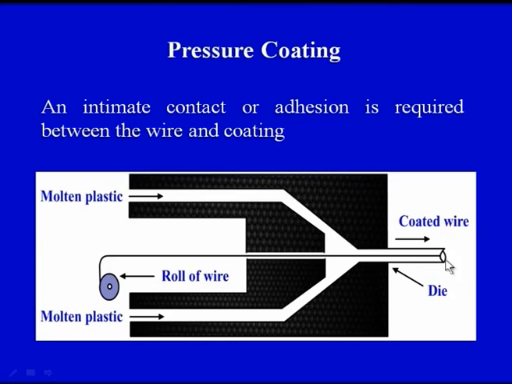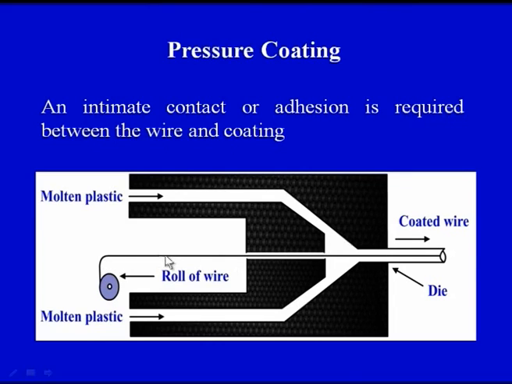In a different case, that is pressure coating, we can see an intimate contact or adhesion is required between the wire and the coating. Why? Because the coating is taking place within the setup only. From the roll of wire, the wire is coming. If you see the arrow, this is the movement of the wire.